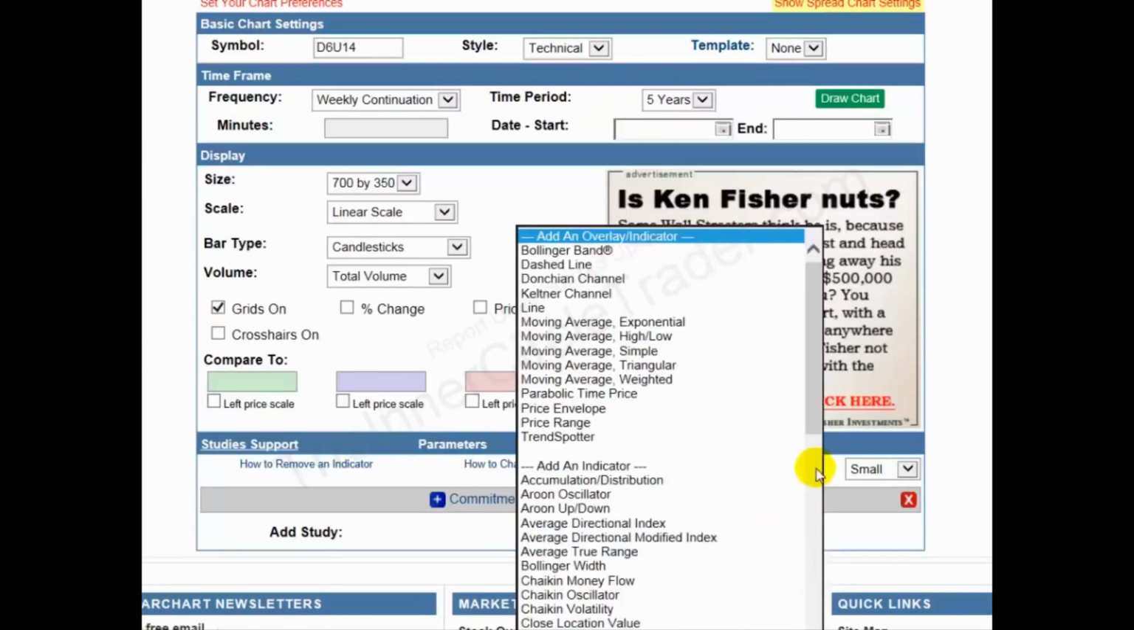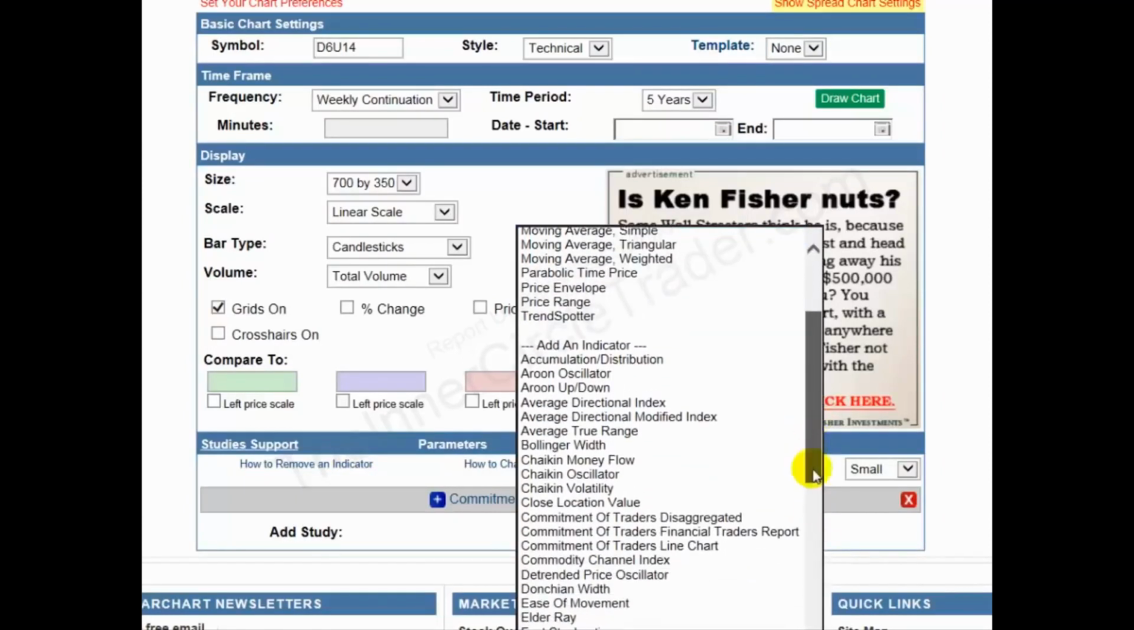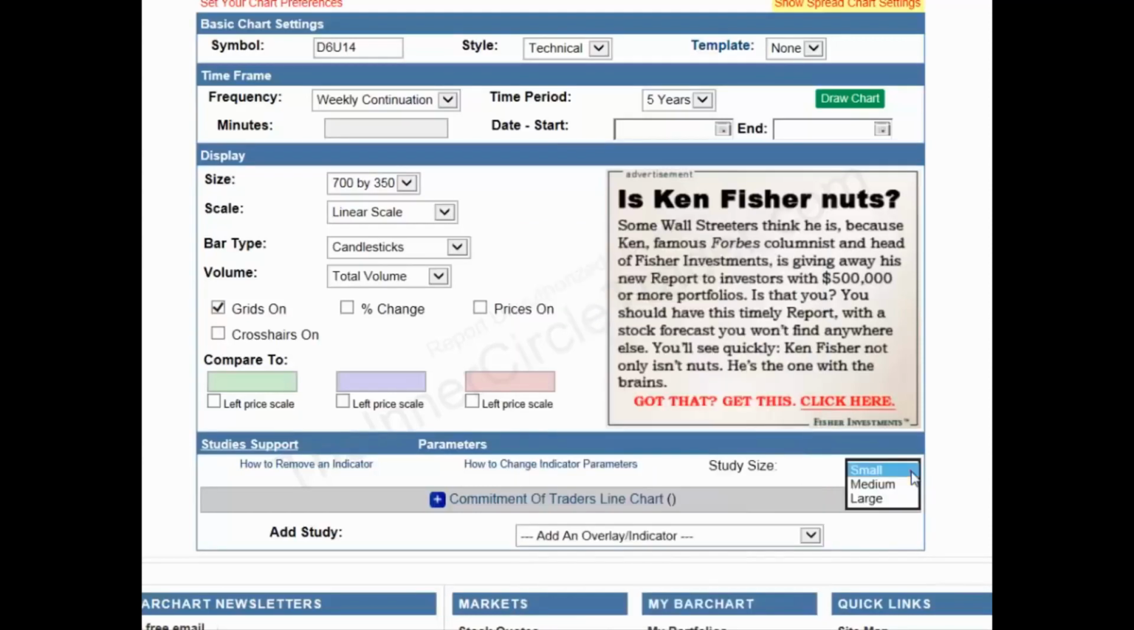click indicator, and you're going to add this one right here, the commitment of traders line chart. That's what you want. You can make it small, medium, large. It's small right now. I don't need it any larger than it is. And I got 5 years on it.